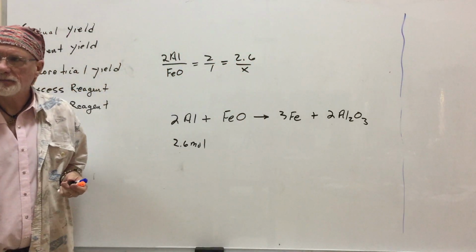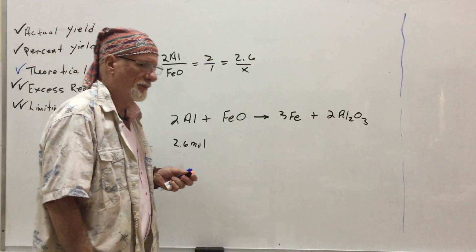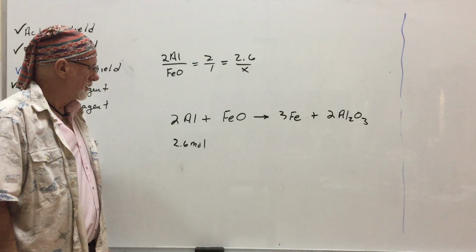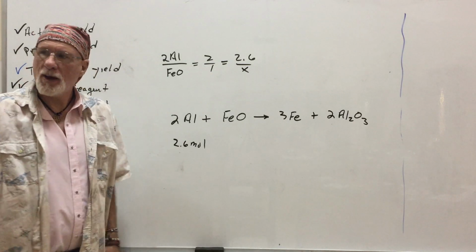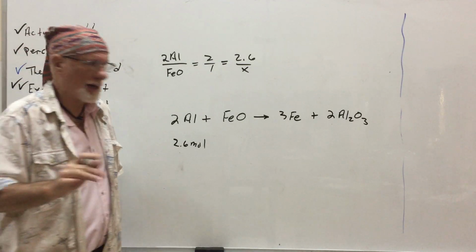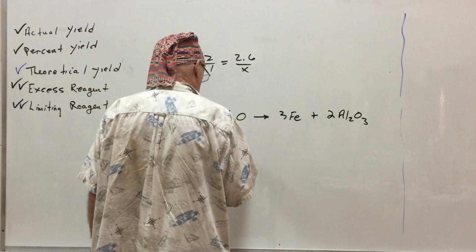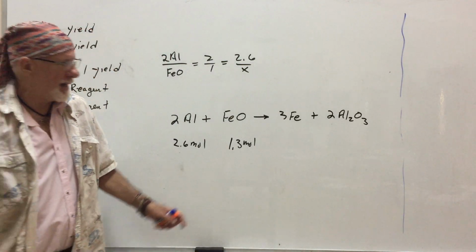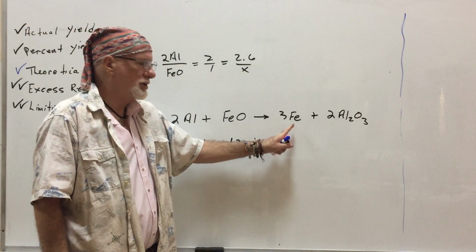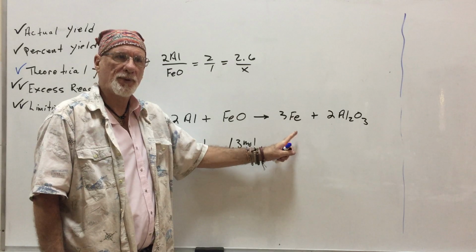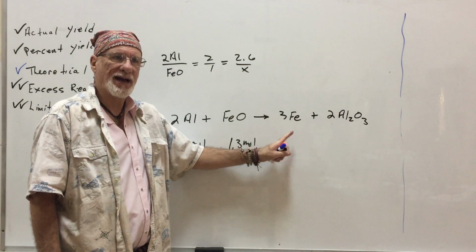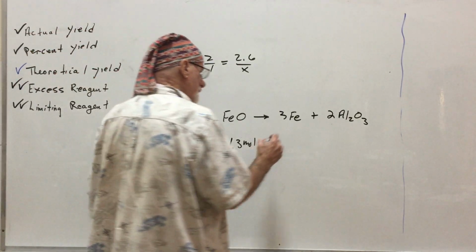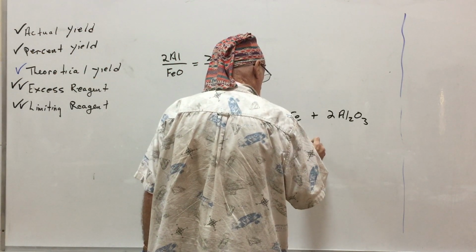So solve for x. 2.6 divided by 2 is 1.3. I said that from the beginning. You said 1.45. No, I know. Mima got it right. You said 3.3. I understand. So now, how much iron would I produce? How many moles of iron? Times 3 is going to be 3.9.